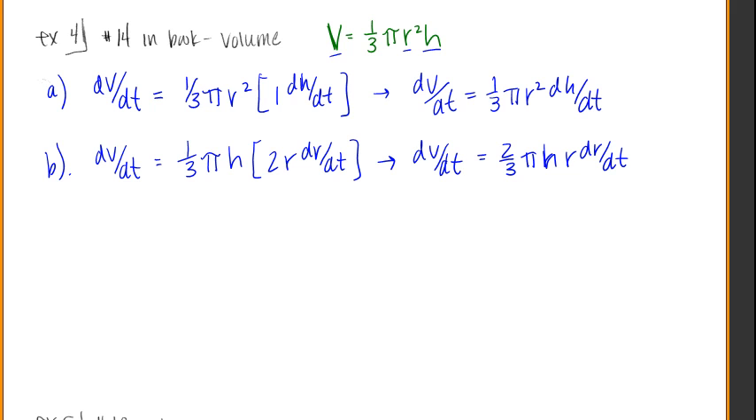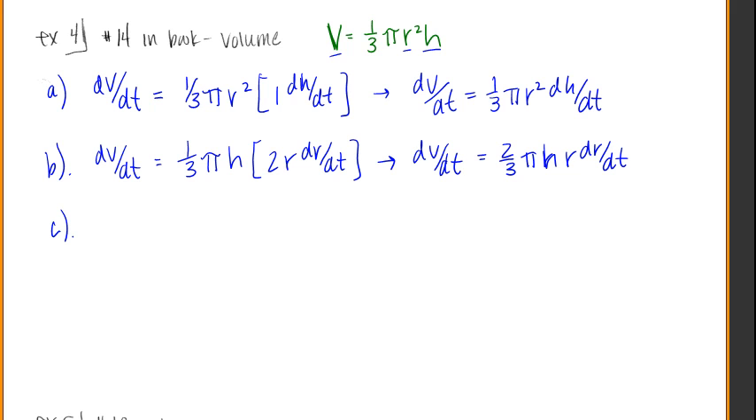So for this problem, they would probably say something like, if the height is kept constant, let's say at 10 inches, or since it looks like a cone, might be 10 centimeters, how does the volume change when the radius is expanded? And that's what we're looking at here.